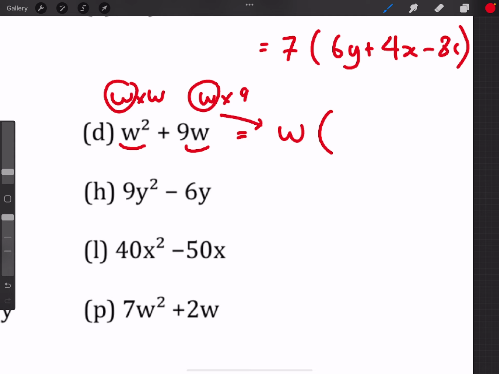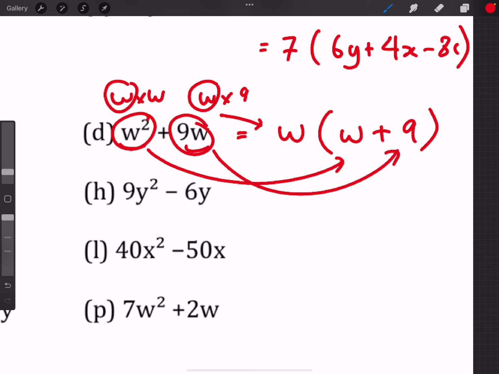And then what's inside? Well, you have W plus 9. You take W squared divided by W, you get W. You get 9W divided by W, you get 9.